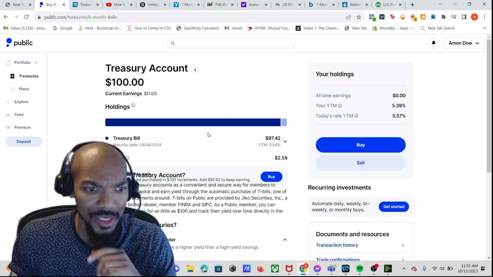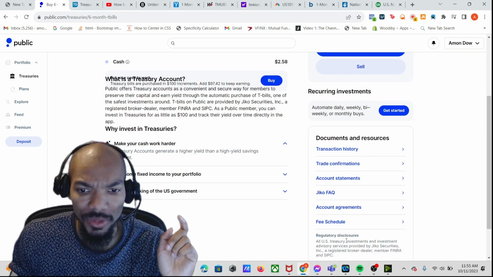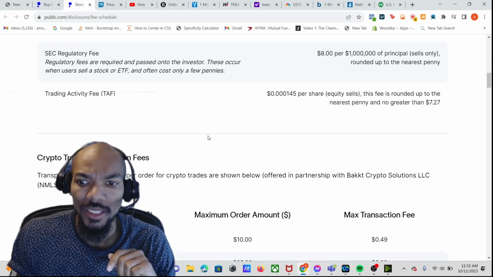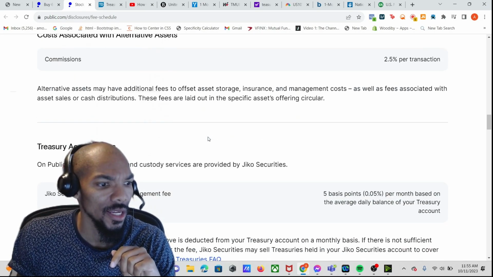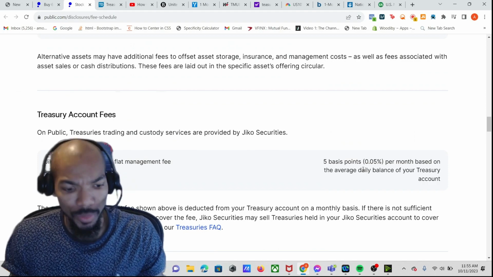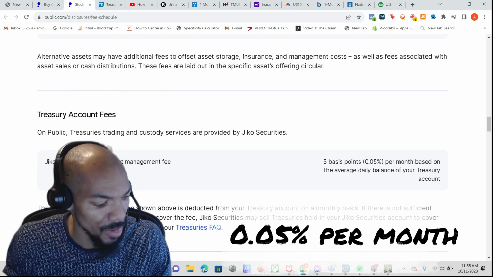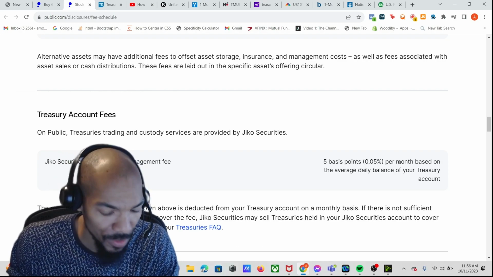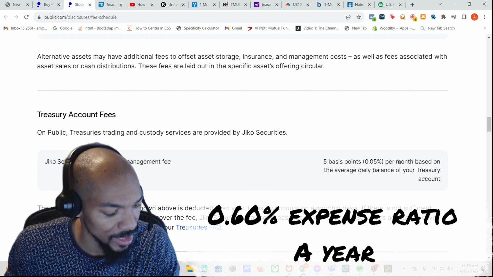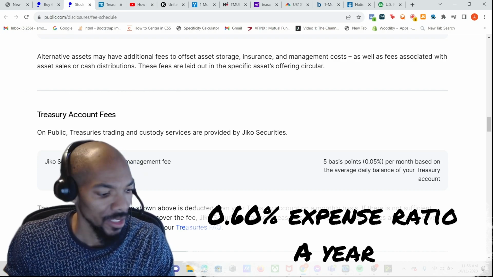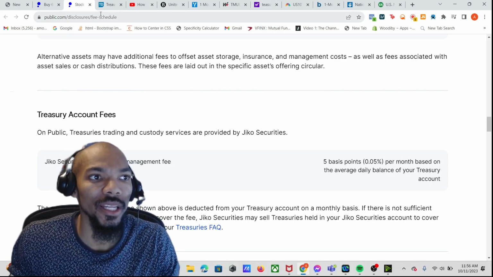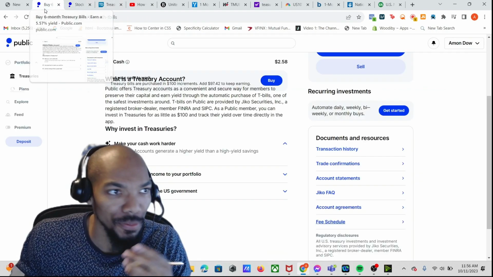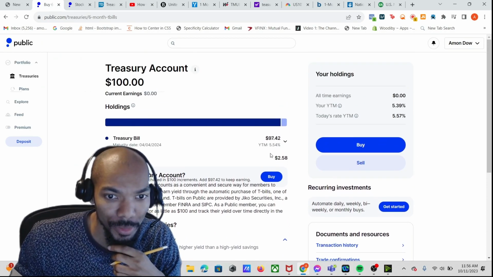They do charge a small fee, I believe. Let's go to the fees, and then we can scroll all the way down for Treasury. There it is. So it's 0.005 per month. So that would check out about a year. That would be about 0.6 percent. So what we could end up doing after everything is said and done, which you probably would be looking at, 0.6 from there.